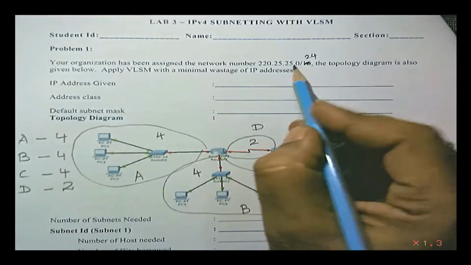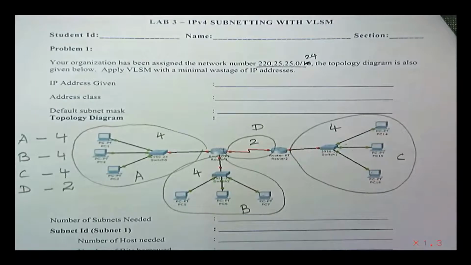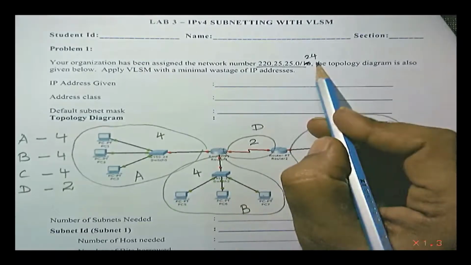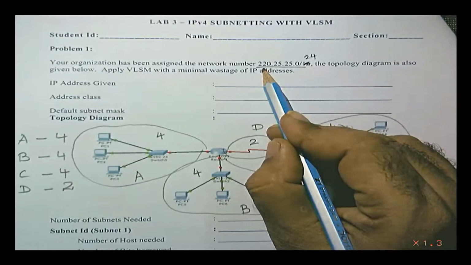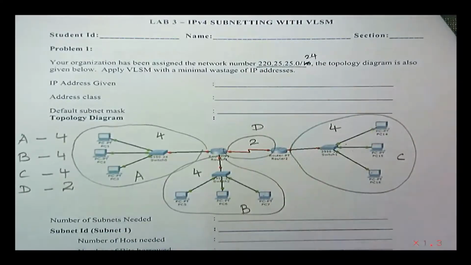So what is the major network? The major network given here is 220.255.255.0/24, because this is class C. So this is the major network given. Now we have to assign the IP addresses based on the VLSM concept. Let me solve this problem.